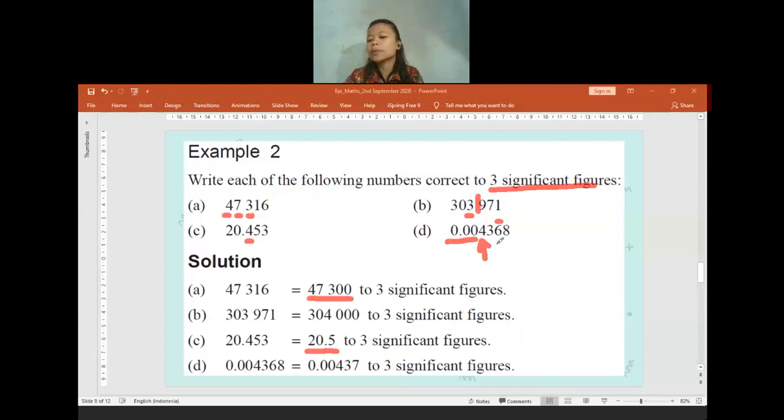The third one will be 6. Next to 6 is 8, so it means the 6 has to increase by 1. 6 increased by 1 will be 7. That's why the answer will be 0.00437.